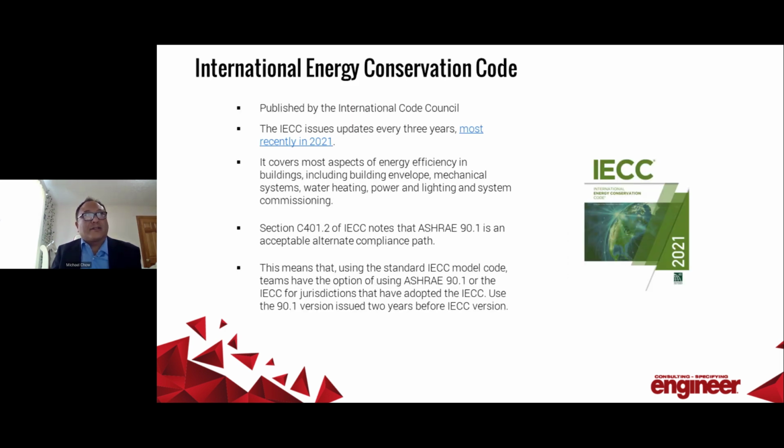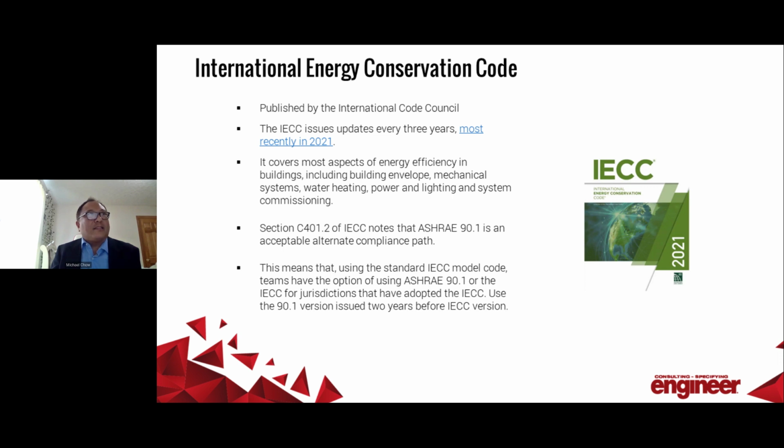Okay, next we'll talk about the International Energy Conservation Code, and this is published by the International Code Council. It's also updated every 3 years, and the most recent update is 2021. And just like ASHRAE 90.1, it covers the building systems and lighting. Now, it's not a carbon copy of ASHRAE 90.1 when it comes to lighting. The lighting items are very similar as you go across the two documents, but they're not exactly the same. So there is a section in the IECC that notes that ASHRAE 90.1 is an acceptable alternate compliance path. So that allows you to use either one.